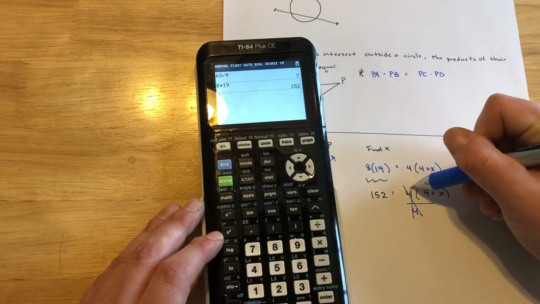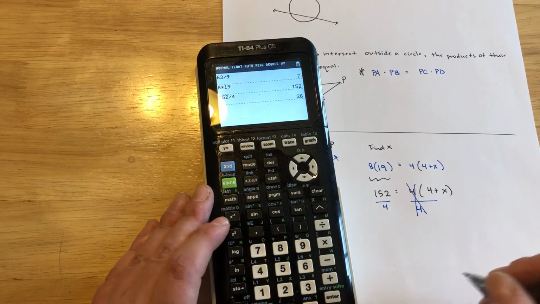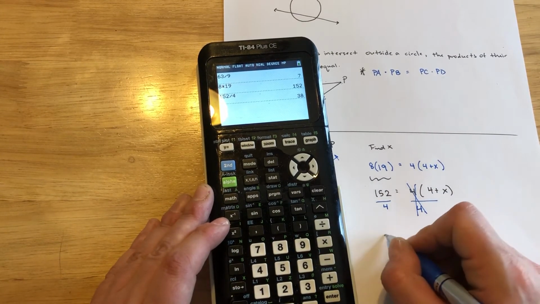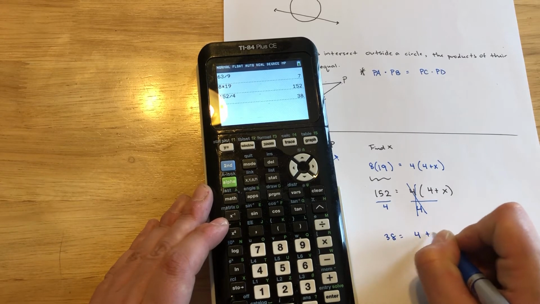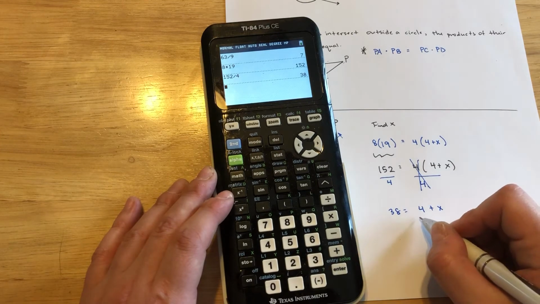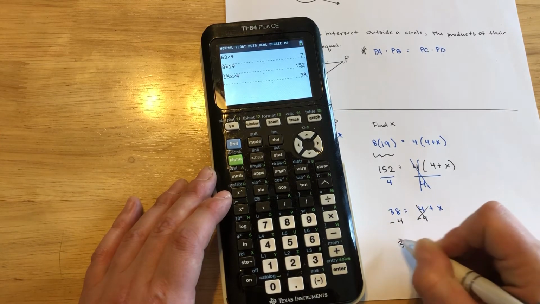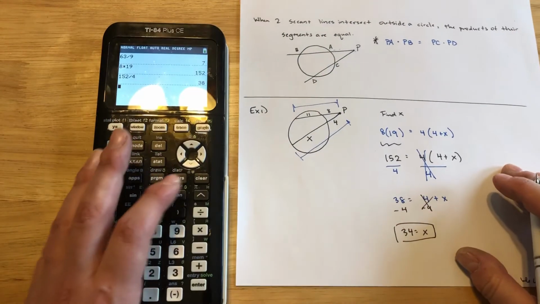Well, that's in parentheses, so if we want to proceed solving, we need to start by dividing by 4 to get rid of that off the front. So divide by 4 on both sides. 152 divided by 4 is 38, and that's equal to 4 plus X. So we freed that up so we can finish solving for X by subtracting 4. This tells me that the length of X is 34 units.